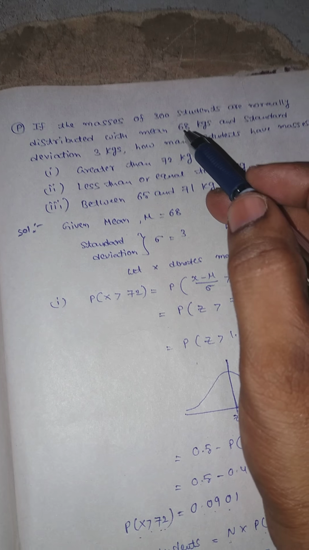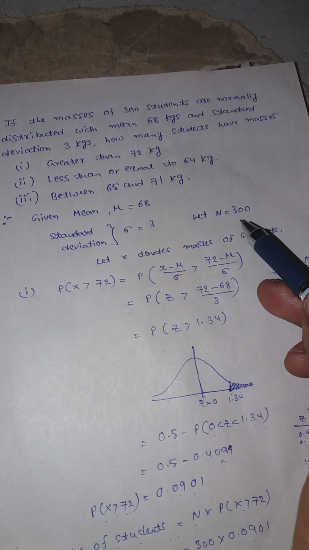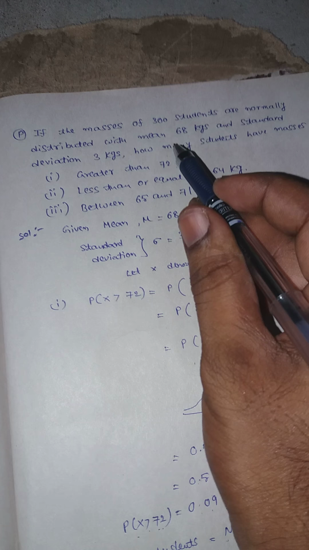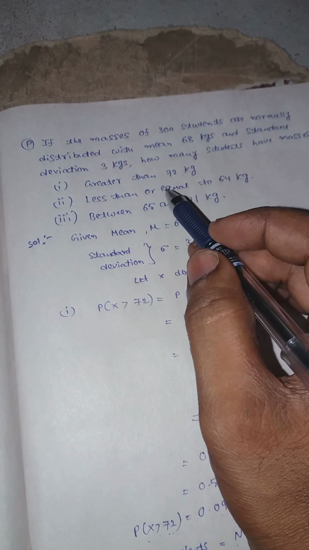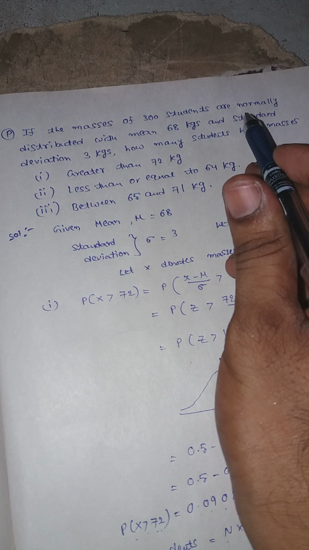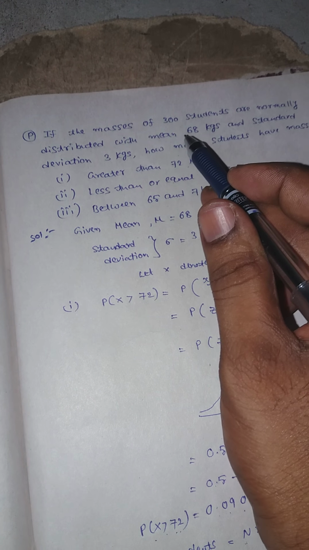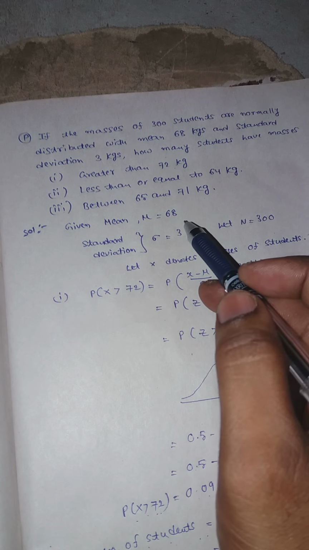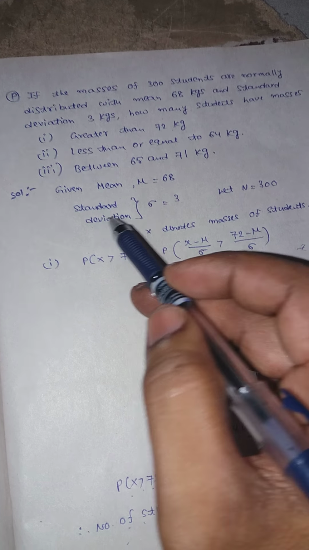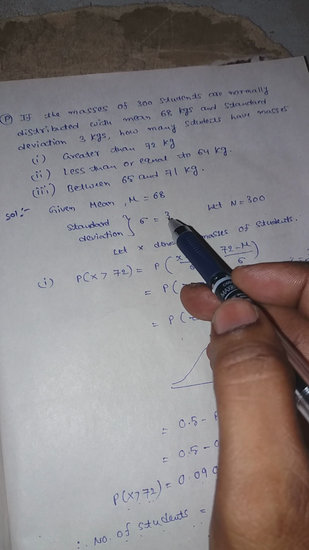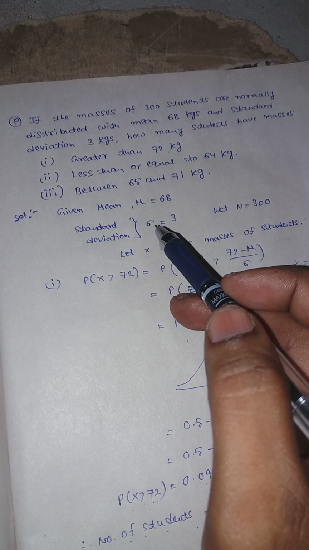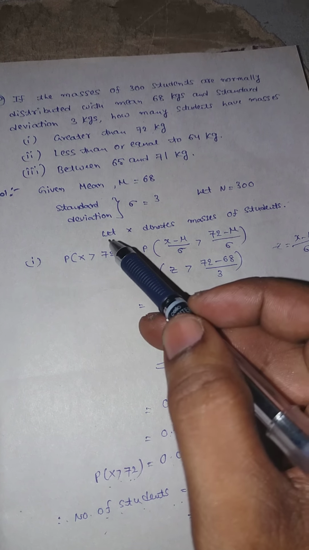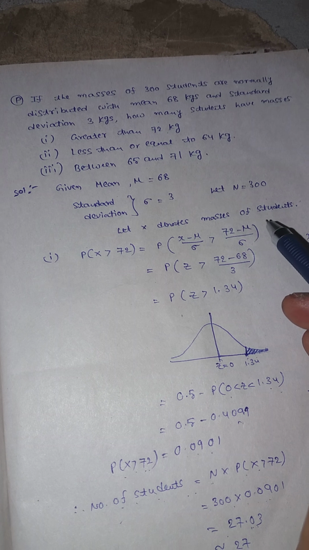We have taken 300 as capital N, and in normal distribution it is enough to have mean and standard deviation, mu and sigma, to find probabilities. Hence the given mean mu equals 68, and the standard deviation sigma is 3; if we have variance, the notation will be sigma squared. Let me take a random variable: let capital X denote masses of students.